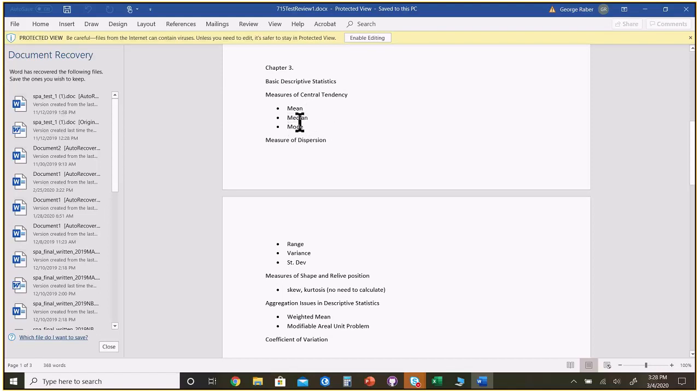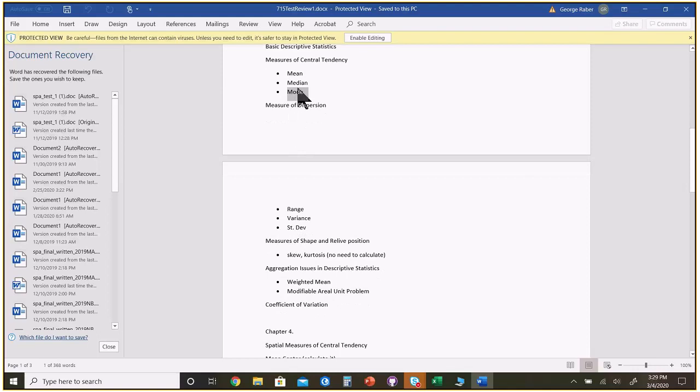Calculating the median, I'll make it so that there's an odd number so that you can calculate the median. What's the median? The middle value. The mode is the most often repeated value. So if you know the definitions of those, you should be able to do the median and the mode without even doing any real calculations.